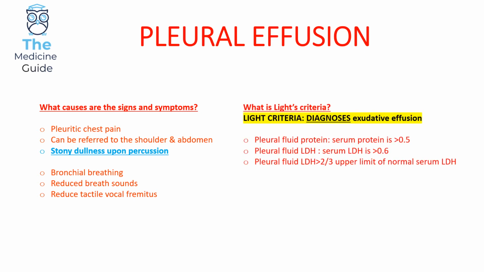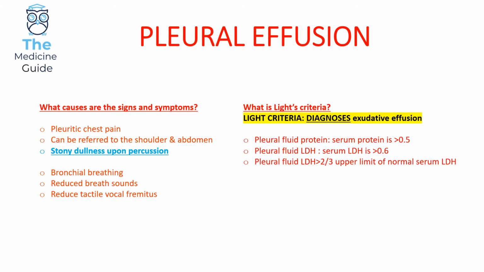Now the Light's criteria is something that's very high yield, and it crops up time and time again for exams. The Light's criteria is performed for pleural effusions where the protein count lies between the range of 25 grams to 35 grams, so it's in between a transudative pleural effusion or an exudative pleural effusion. So just to clarify, the Light's criteria is performed in those situations.